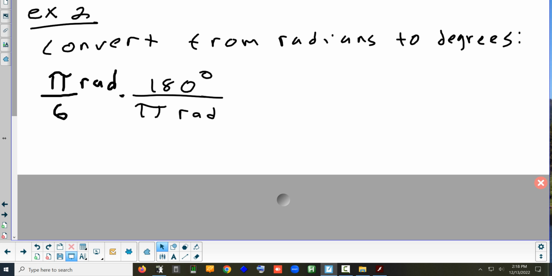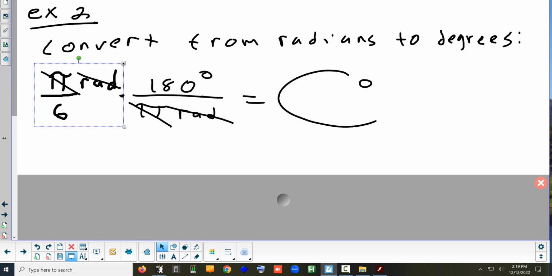Now, before we reduce, let's just cross out anything that we can. Is there anything that's in the top and the bottom? Yeah. Pi, yep. Anything else? 6 and 180. We can reduce that in a minute, but the radians, that's so all we're left with is 180 divided by 6. And what is 180 divided by 6? 30.